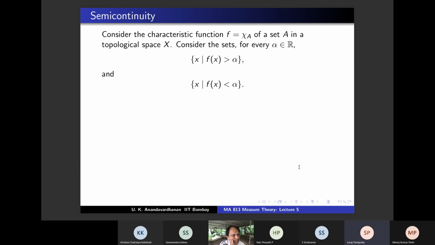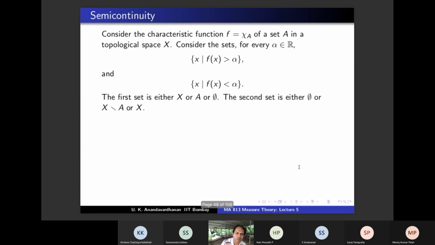Empty set, A, empty set, one, and full set. And the other set is? Suppose alpha complement is of A, complement of A. Okay. So the first set is either X or A or empty, and the second set possibilities are empty or the complement of A or X.